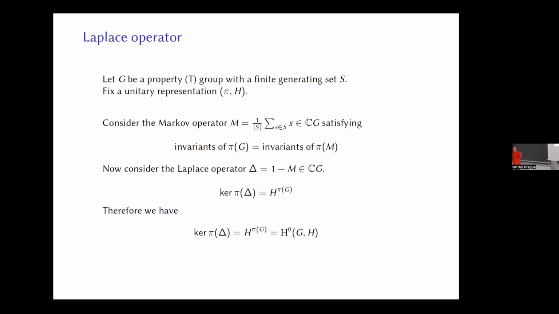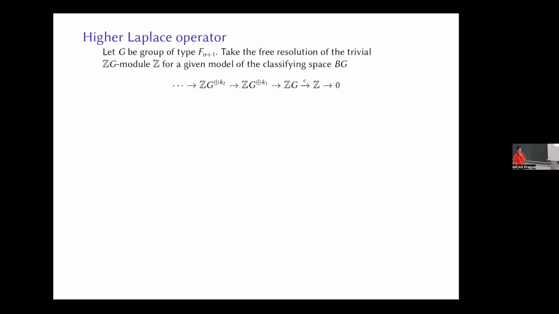And now having this, when the 0th degree cohomology appears, one can think of a generalization, because one can think of higher degree cohomologies as a generalization of this notion. And that's what we're going to do. So I'm going to define a higher Laplace operator, and through that define my generalized Kazhdan projection.